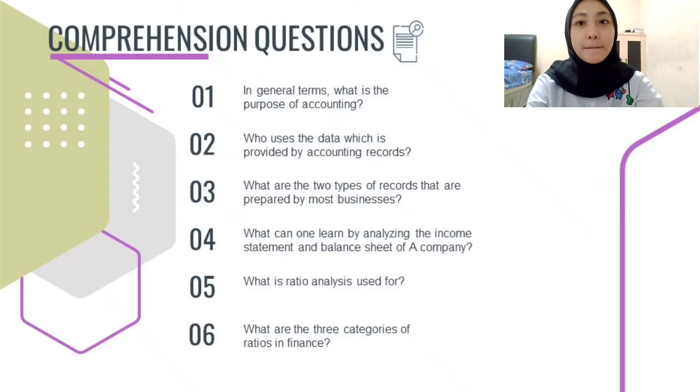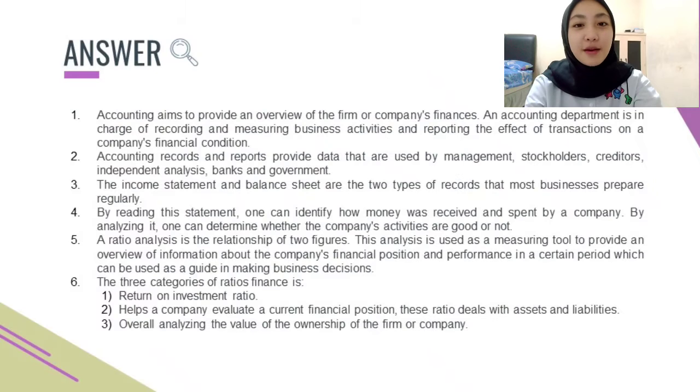Number 4. What can one learn by analyzing the income statement and balance sheet of a company? Based on the passage, by reading these statements, one can identify how money was received and spent by a company. By analyzing it, one can determine whether the company's activities are good or not.